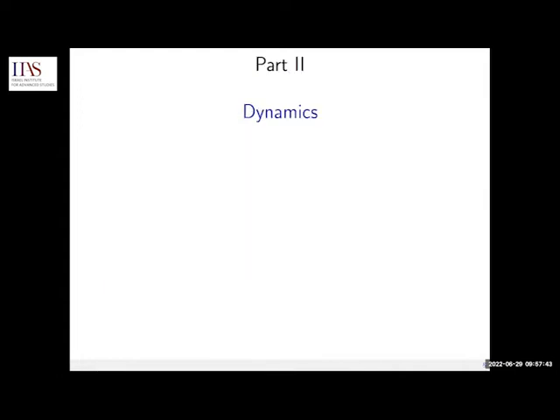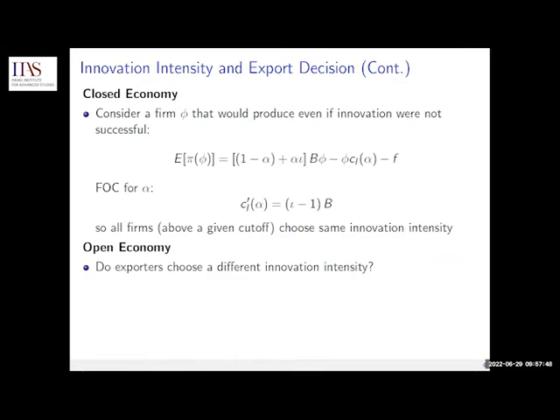Okay, so that's just the static framework. Now I want to introduce dynamics. And before I do the full dynamics, what I'm going to get to is dynamics with this innovation decision, okay? And show you transitions, what happens when trade is liberalized, when firms can innovate with this framework, okay? I want to back up and say, well, okay, now if we want to think about putting those monopolistic competition models with dynamics, what are some intermediate steps that we could go along the way before we get to this full-blown model?